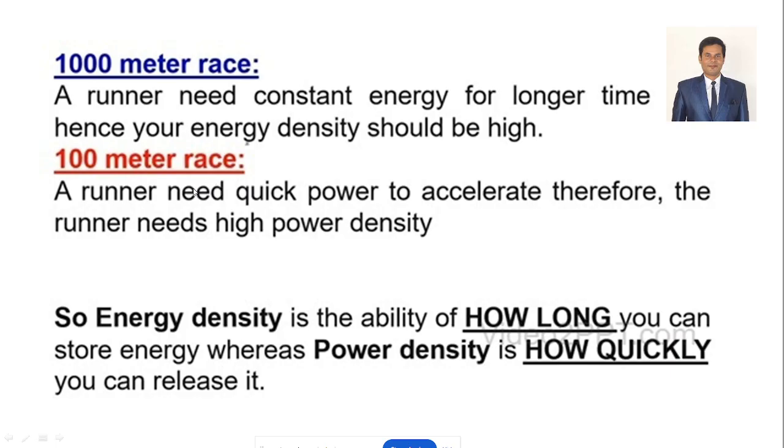But in the case of power densities, you require high power, meaning very fast and a quick response of the power to accelerate the particular system. Therefore the runner needs very high power density, where in a fraction of a span the power can be delivered very quickly with lower energy density, right? When you talk about high power density, the lower energy density will be there. So energy density is the ability of how long you can store the energy, whereas power density is how quickly you can release it.